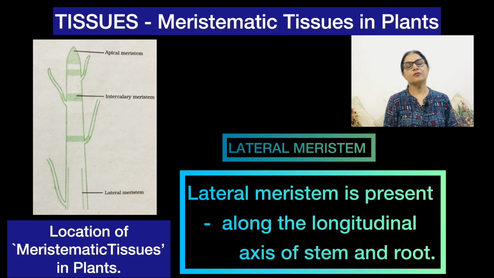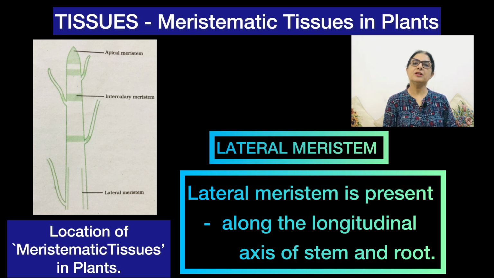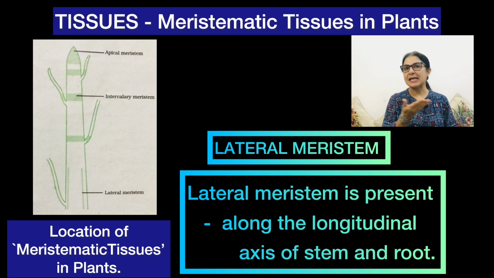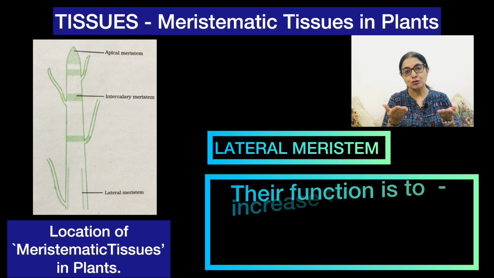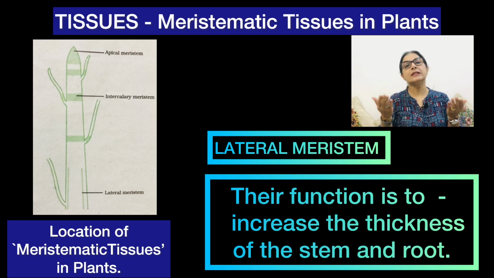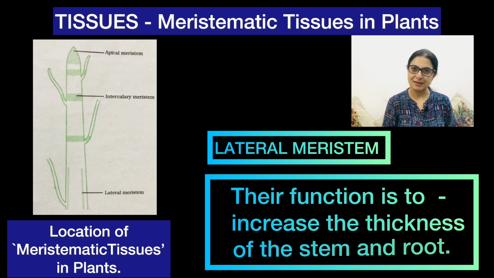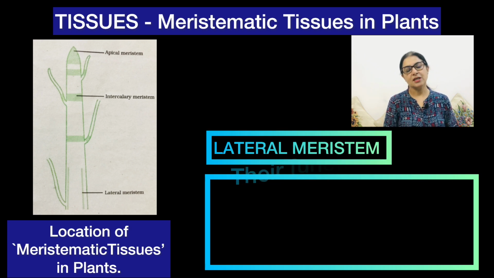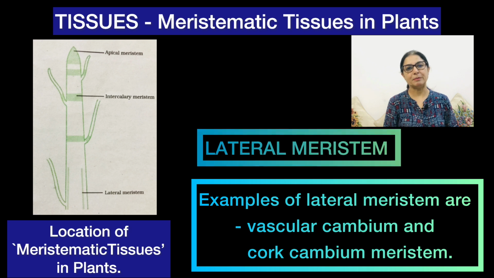The second type of meristem is the lateral meristem. Now what does lateral mean? Lateral means side to side. So whatever tissue is helping in the growth that is side to side, or the growth in the girth, that is what we call the lateral meristem. The girth, in other words, is also known as the cambium of the plant.